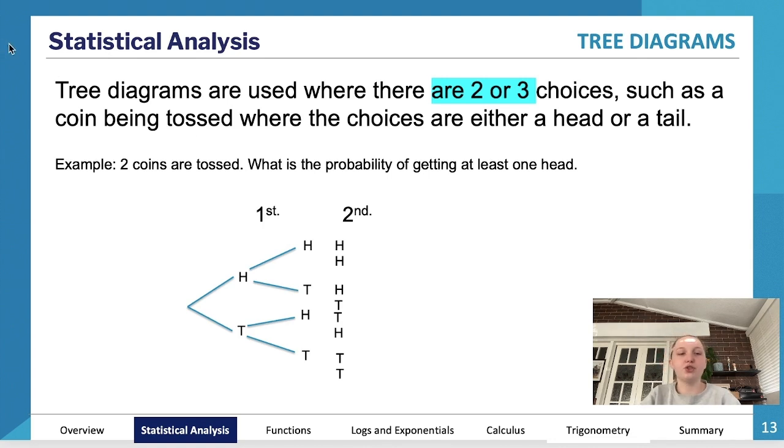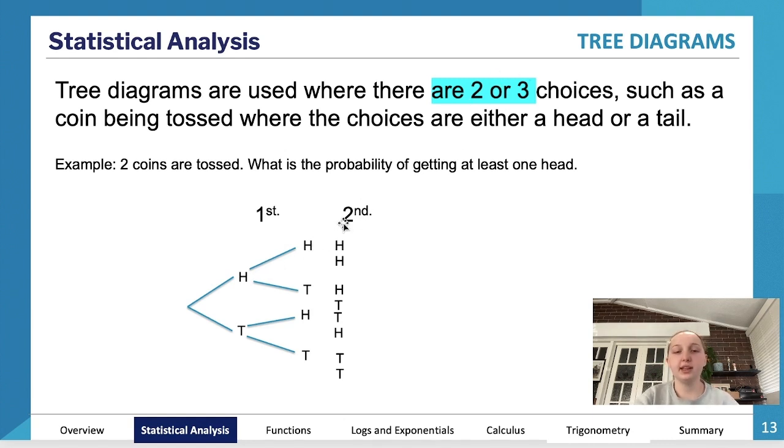Okay, so then we've got tree diagrams. So for the next little bit, we'll be looking at some visual representations of data. Tree diagrams are used when there are 2 or 3 choices, such as a coin being tossed where the choices are either a head or a tail. You don't want to be doing tree diagrams when you've got like 6 different choices, because otherwise you start getting really complicated, really messy, crowded diagrams. So you only do it when there are few choices available.